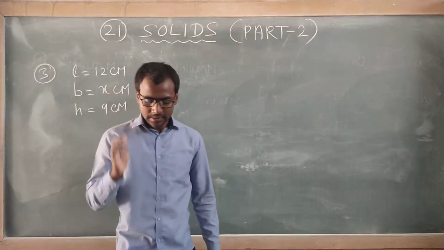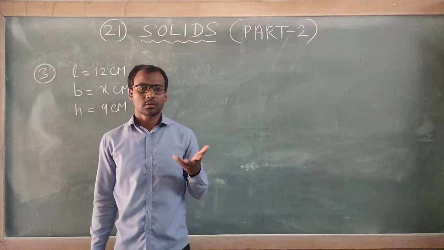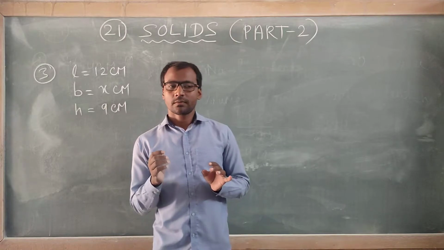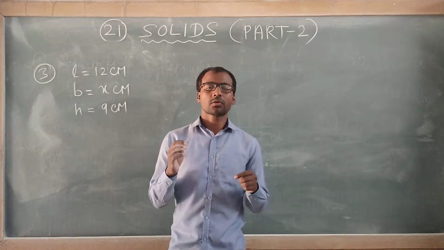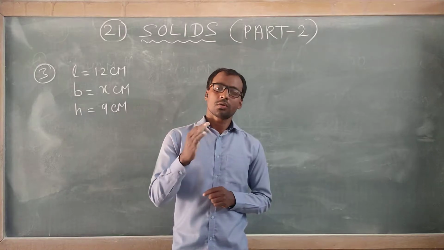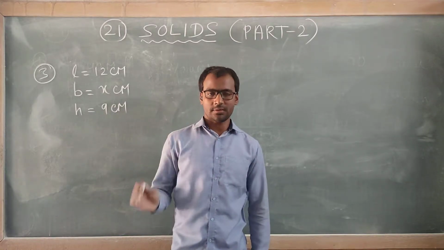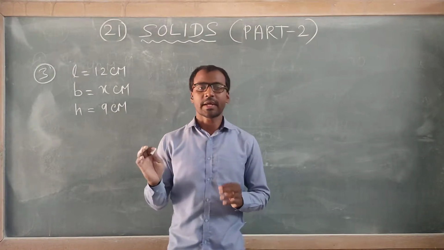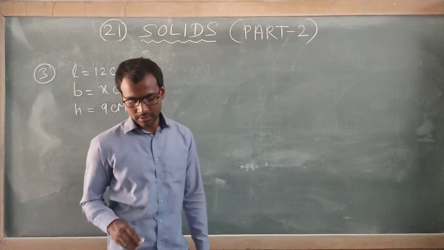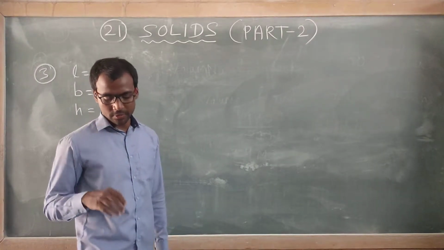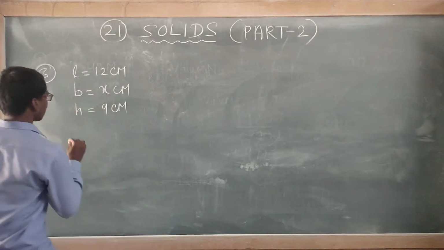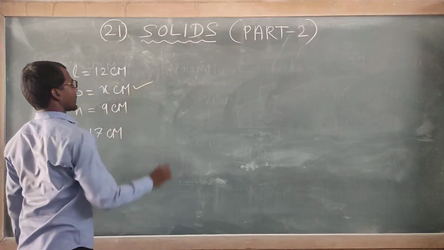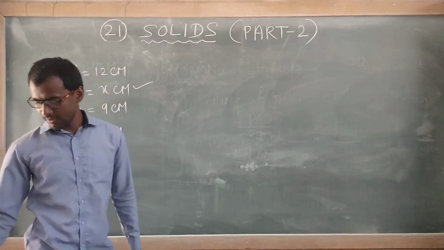If the longest rod is placed from one corner of the box to the corner opposite to it, in the shape of a diagonal, the rod inside the box will be kept in the form of a diagonal, and we know the formula for diagonal. The length of the rod, meaning the diagonal, is 17 cm. D is equal to 17 cm, and we have been asked to find x.